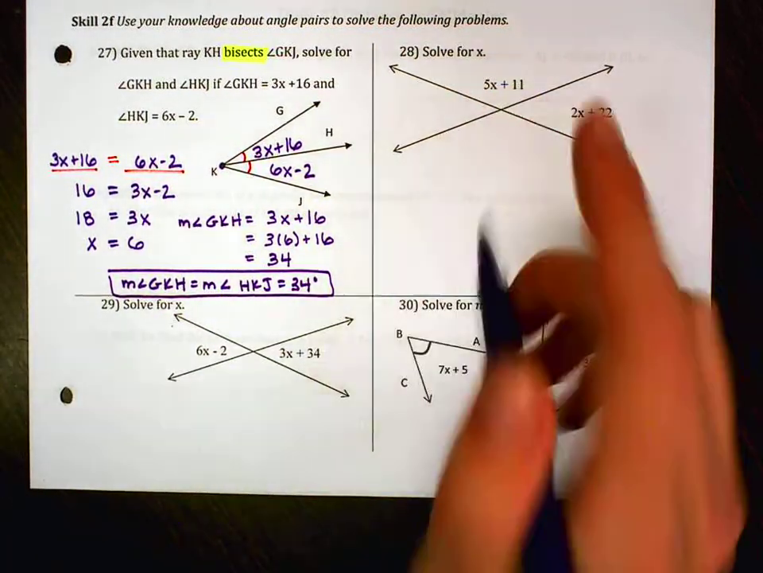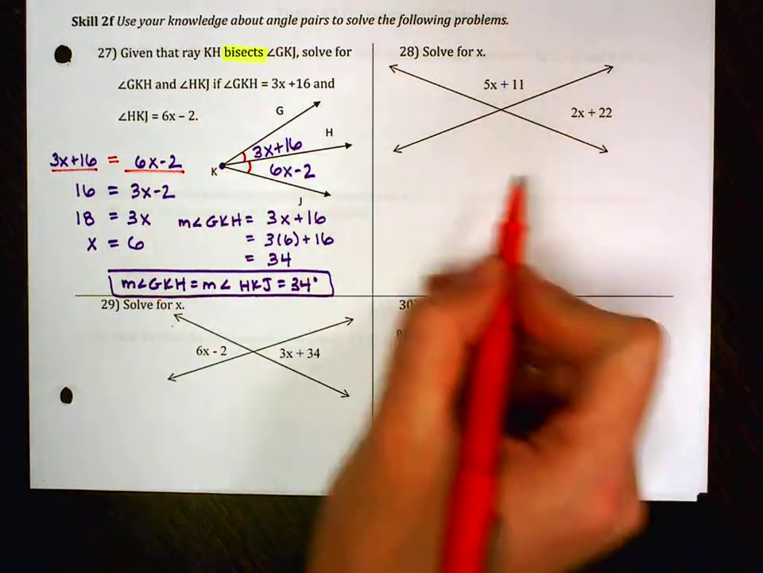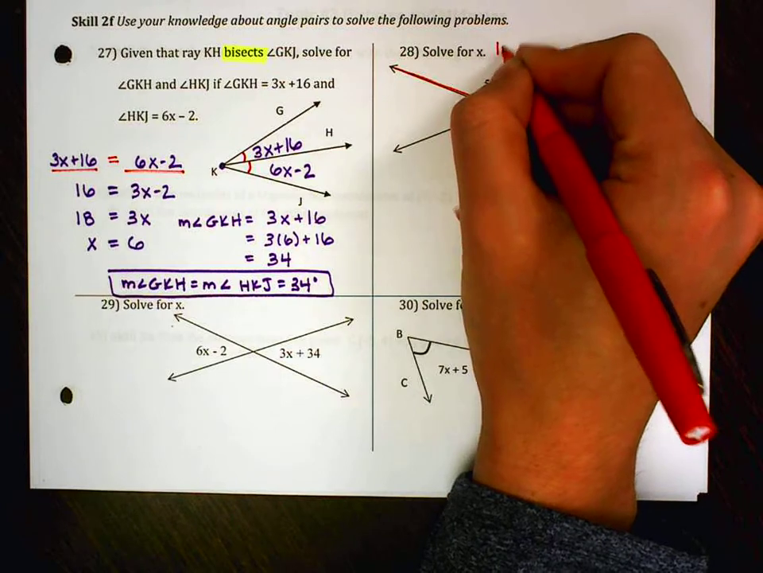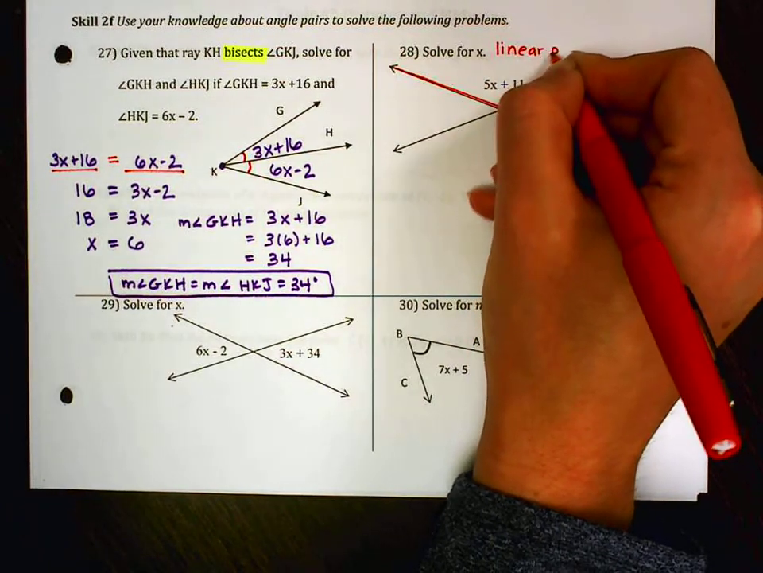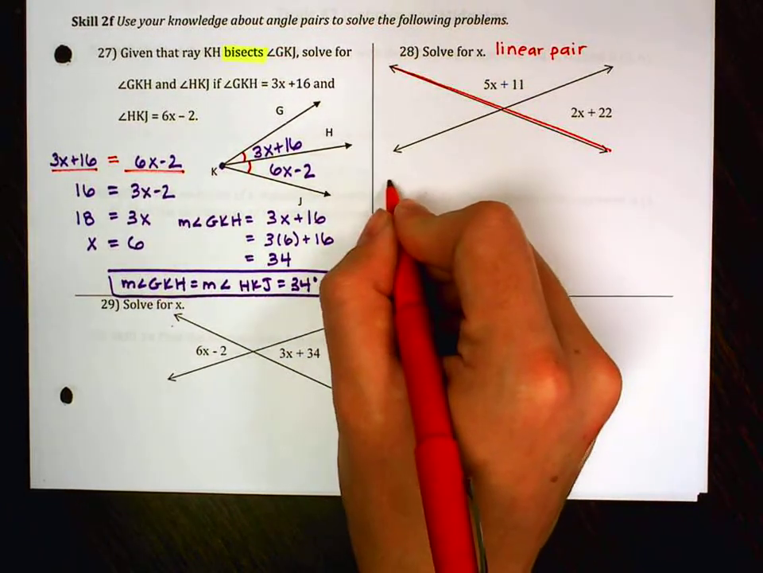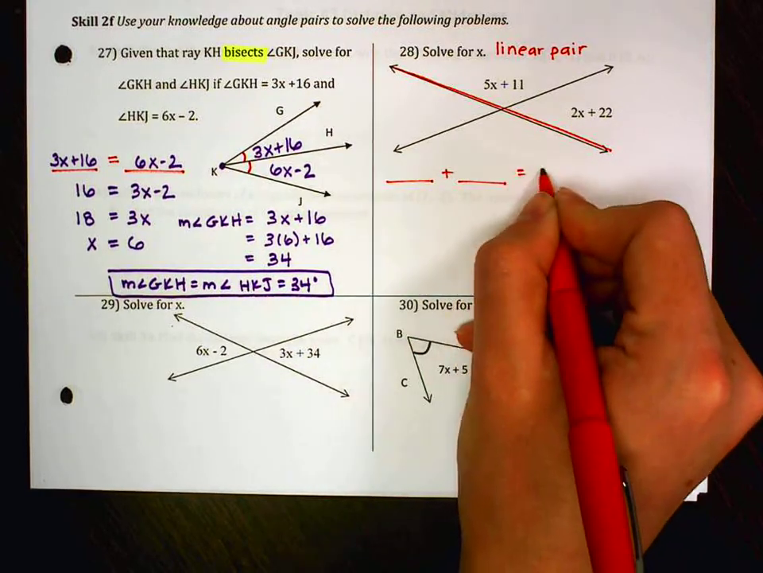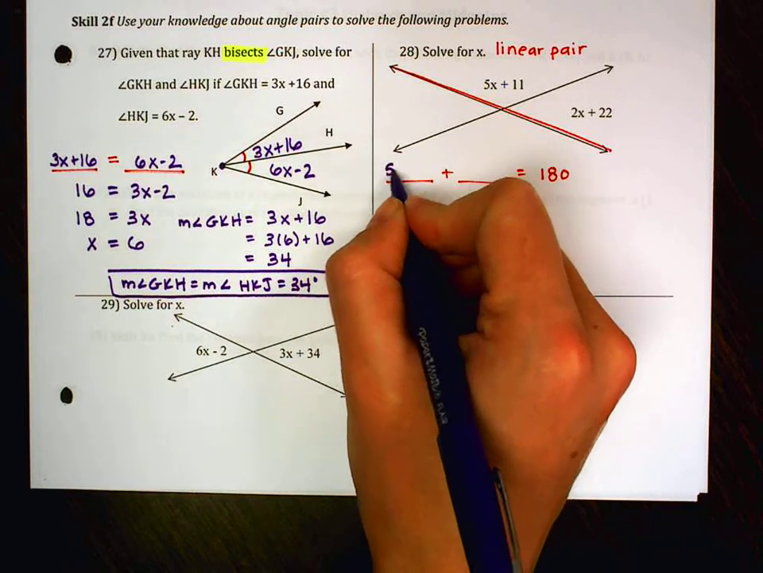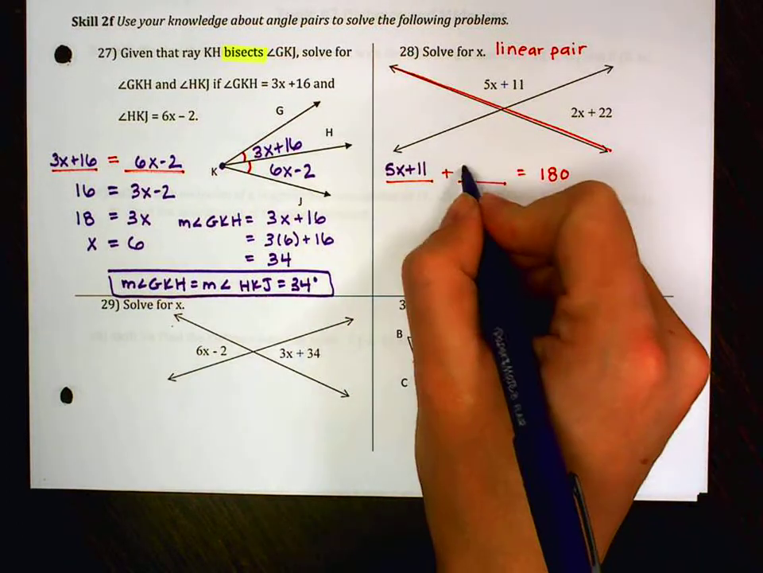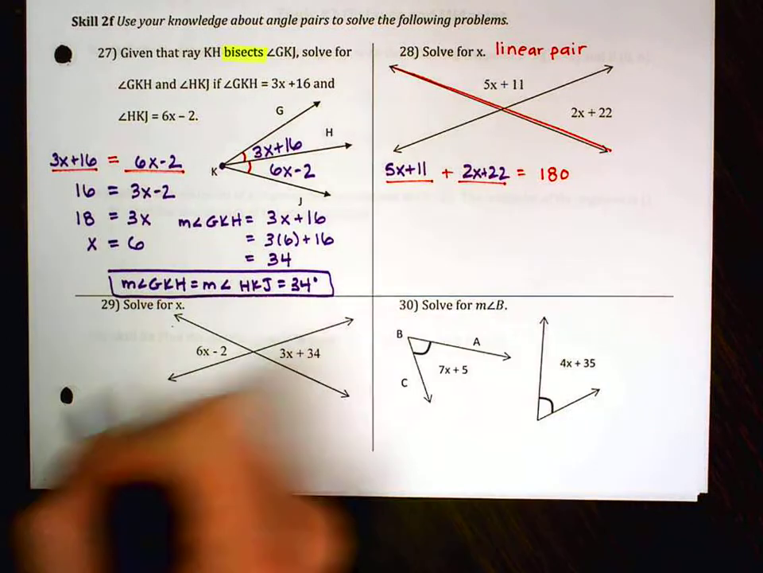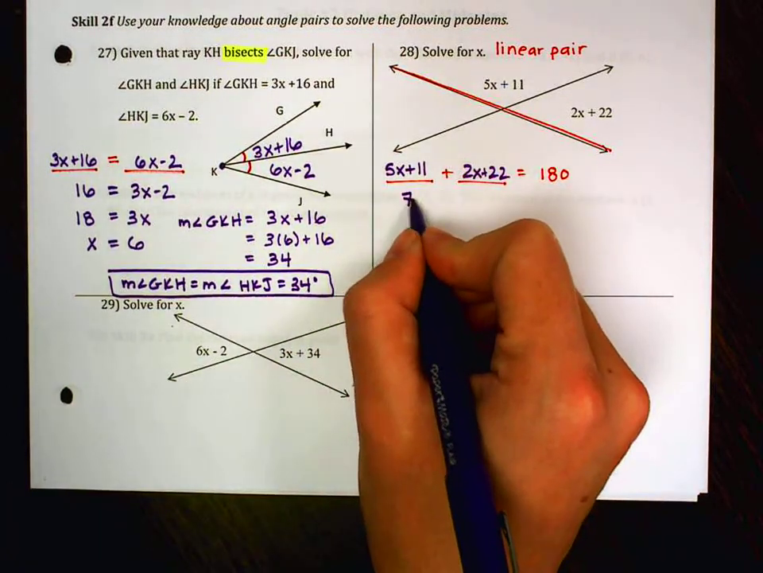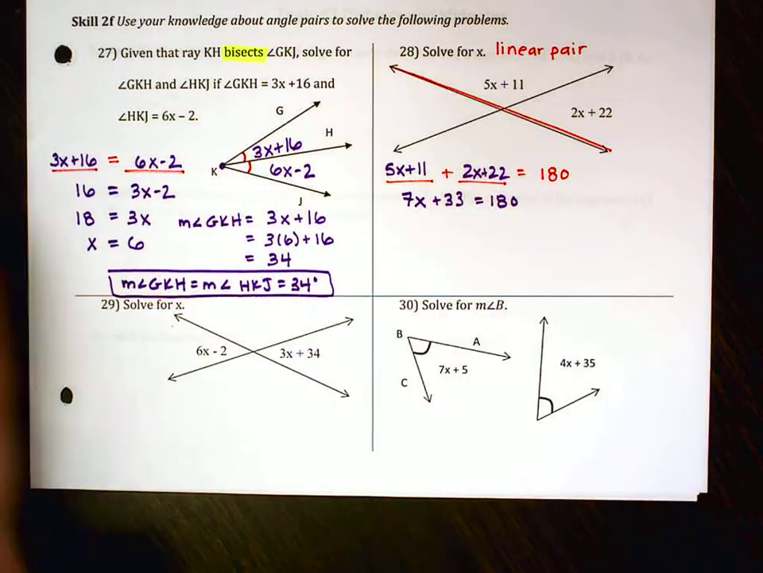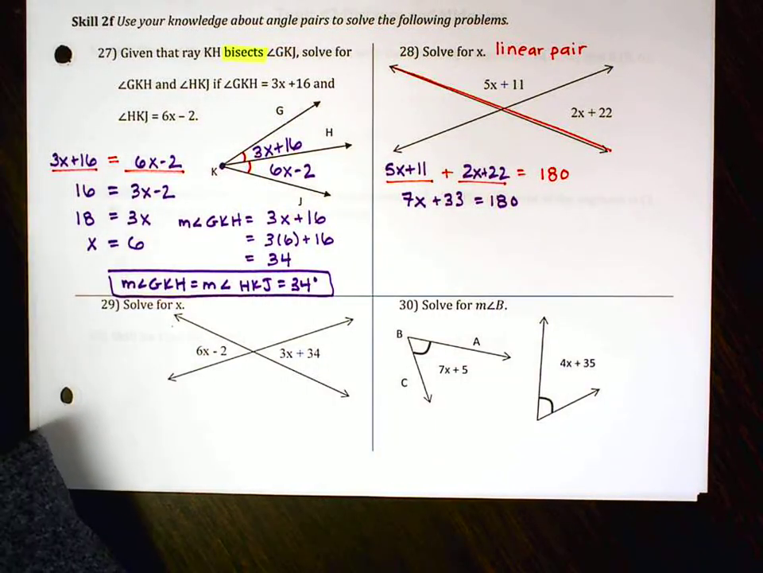There are no words written here, but if we look at the picture, you'll notice we have a straight line. They're adjacent. That means they're a linear pair. And a linear pair gives us the equation blank plus blank equals 180 degrees. So we have 5x plus 11 and 2x plus 22. If we combine our like terms, we're going to get 7x plus 33. I'm going to subtract 33.